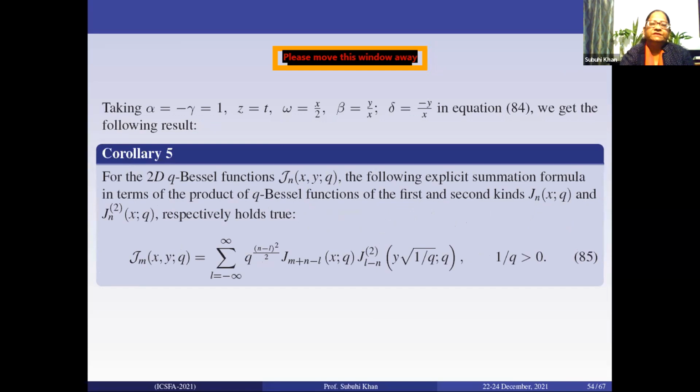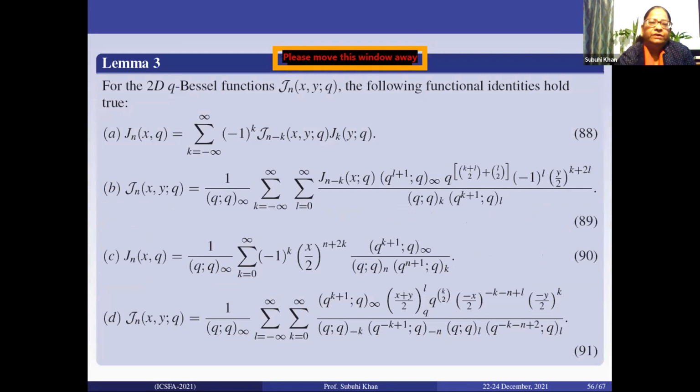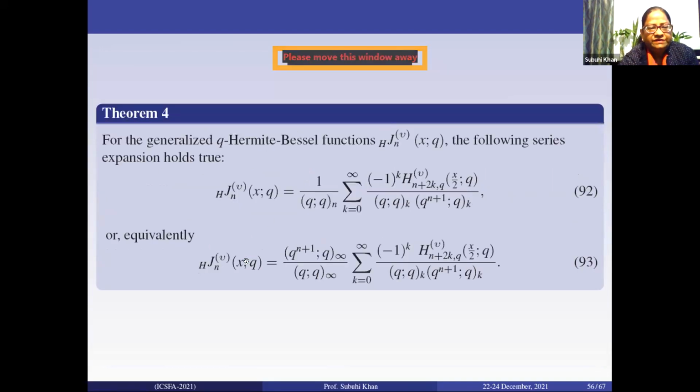For the 2D Q Bessel functions, we have the explicit summation formula, and we notice that this explicit summation formula comes in terms of the single variable Q function. Again, this is for X and this is for Y, and here we have the two-variable Q Bessel functions, or 2D Q Bessel functions. They also satisfy the Q difference translations in the same way as we have observed for the ordinary special functions. We also prove these functional identities for the 2D Q Bessel function. These are all the identities which we have established.